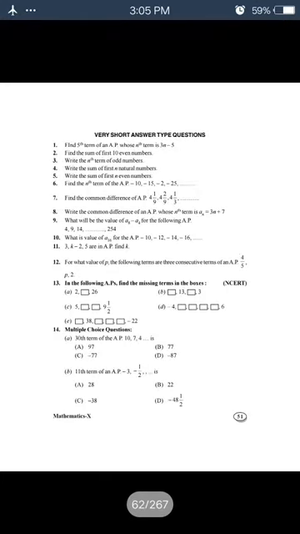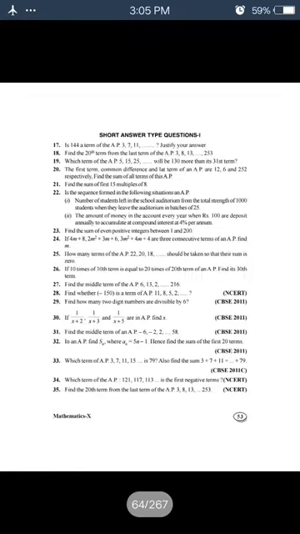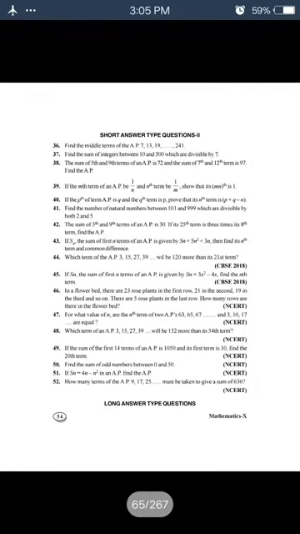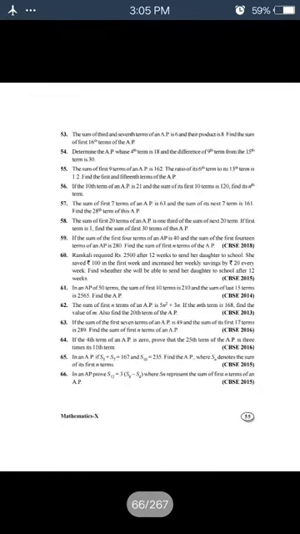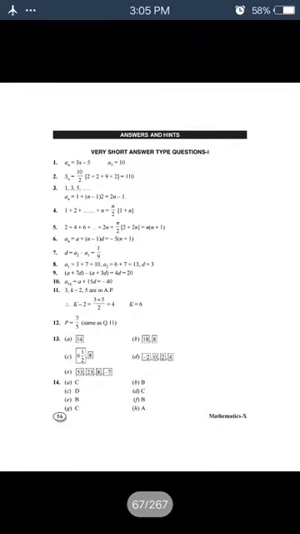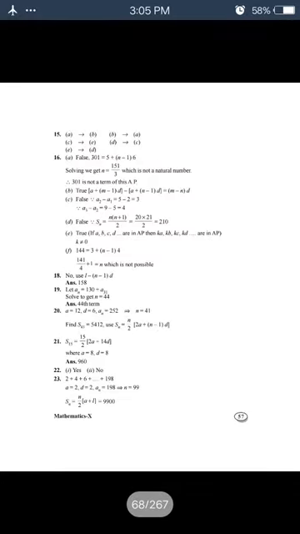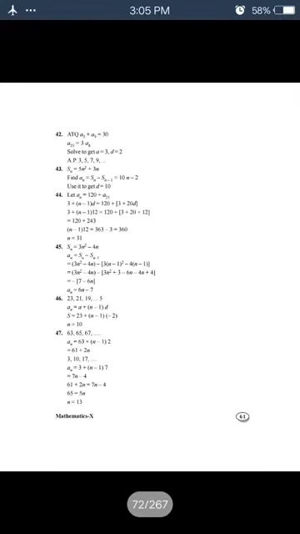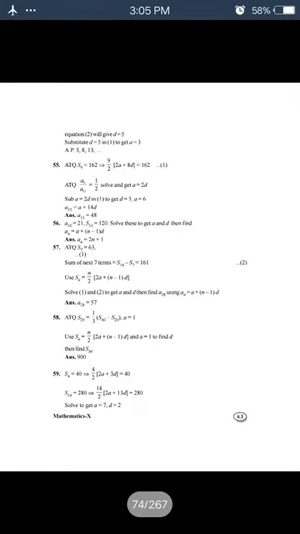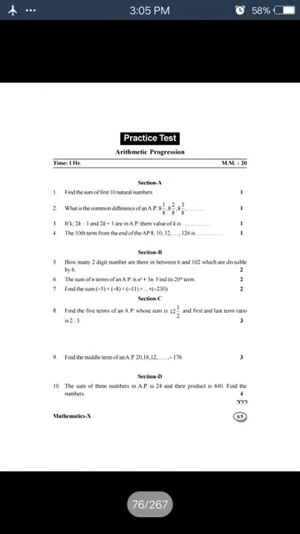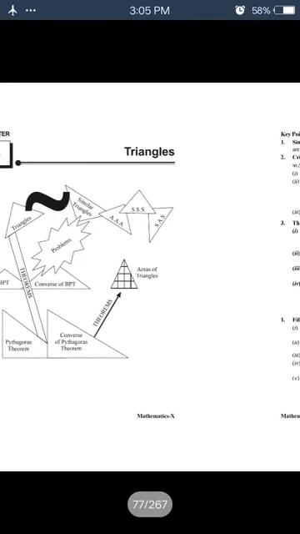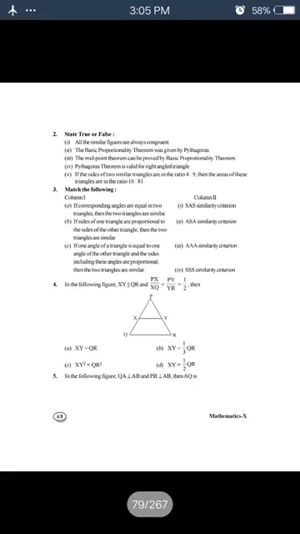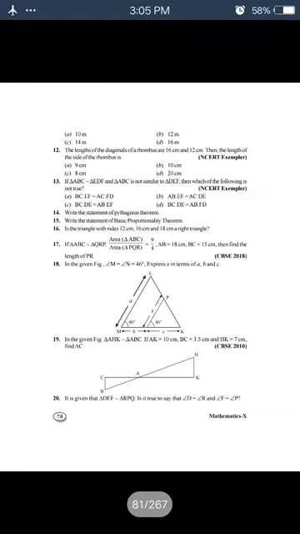Then arithmetic progression. All types of questions are here. You can download these questions. Most of the questions were asked in previous exams. You can check here, these are the answers for this practice paper. Then triangles, types of triangles, different types of questions.